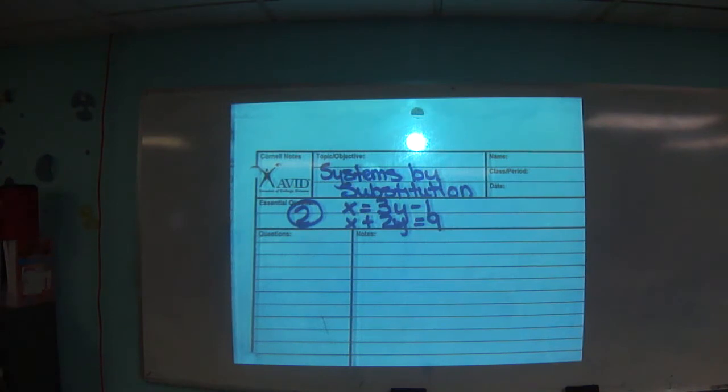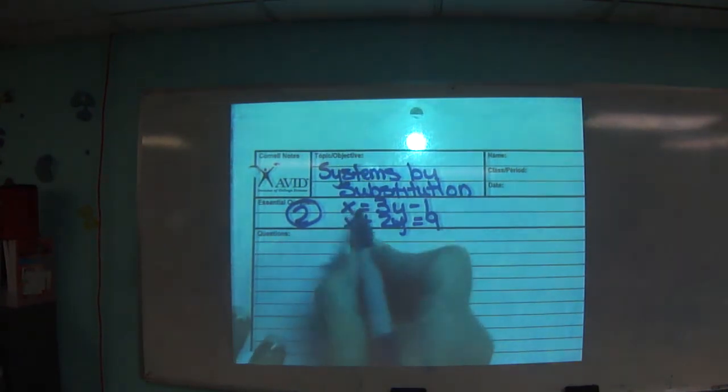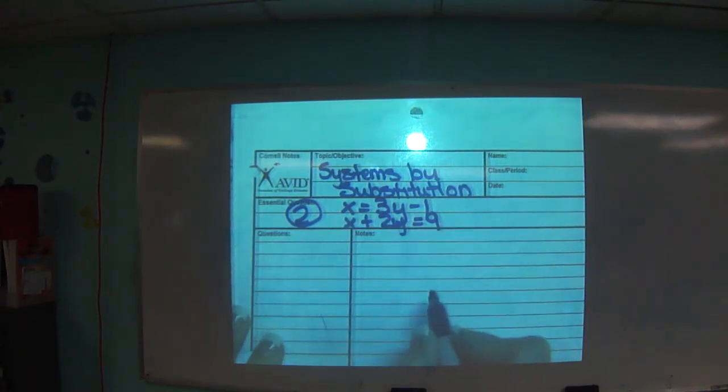If I want to substitute for either x or y, do we know something? What do we know? Do we know either x or y? No. Do we know what x equals? No. It tells us. Look at one of the equations. Do we know what x equals? We know that x equals 3y minus 1, don't we?